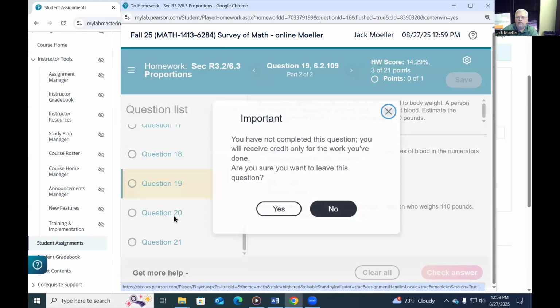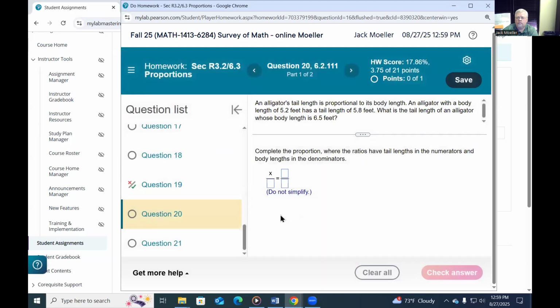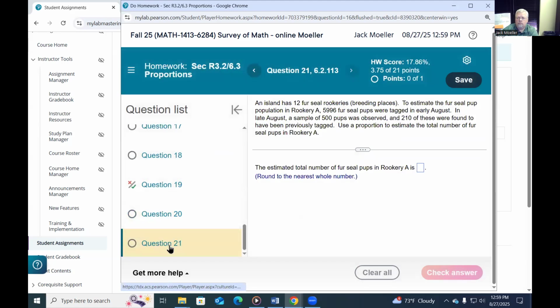If we go to 20, again, they're wanting you to set it up. So, tail lengths are in the numerators, body lengths are in the denominators. So make sure as you're reading through the problem that you get that set up correctly. Now we go to 21, it says estimate the total number. Notice that there is no fraction. So in this case, they're not having us set it up. So you can set it up however you want. They just want the answer. They don't want the setup, they want the final answer.